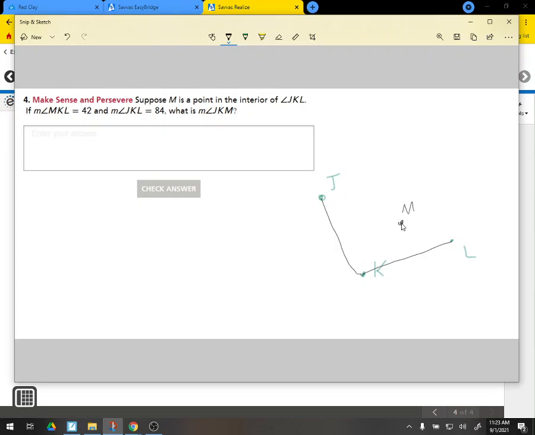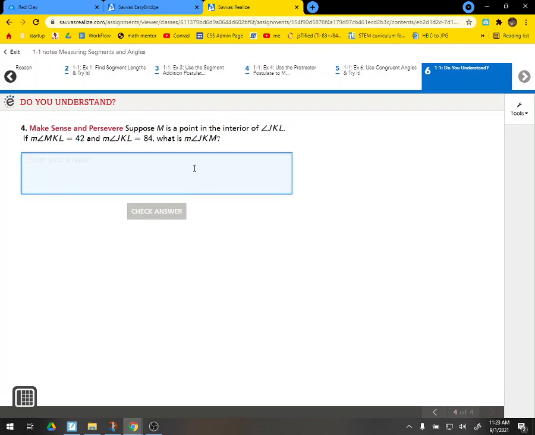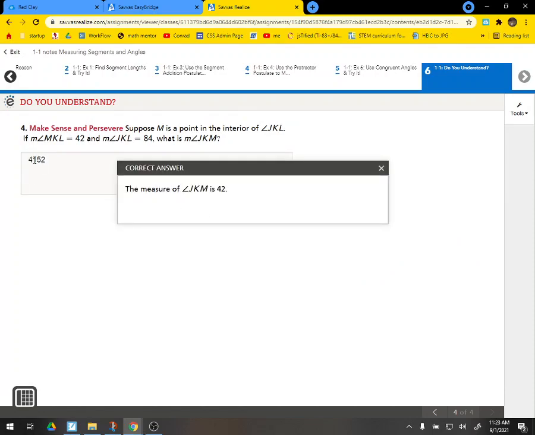If angle MKL, so I go from M to K to L, okay, is 42, and JKL is 84. Oh, I got lucky. This actually looks close to what it's supposed to be. What is JKM? Oh, it wants to know this. Well, I know that 42 and that together get 84, so can I just subtract 42 from that? Oh, it's 42. It's the same number. I meant to write 42.